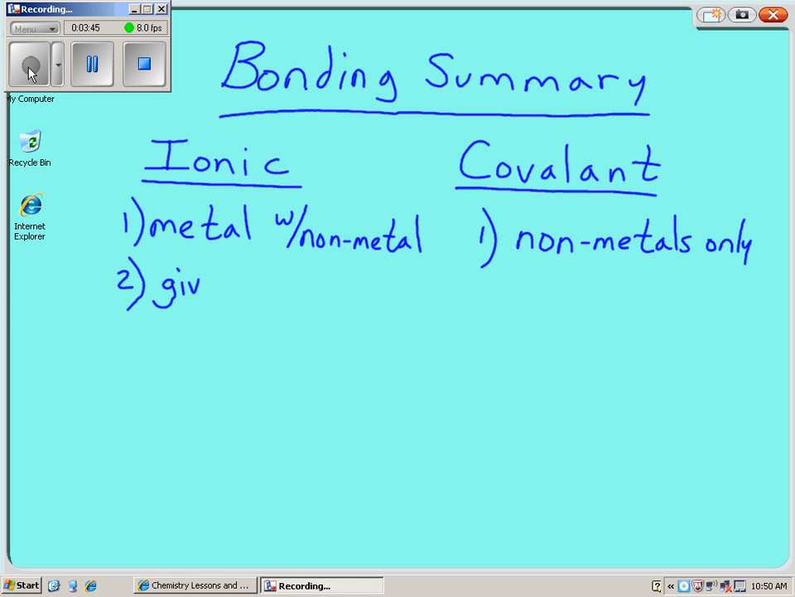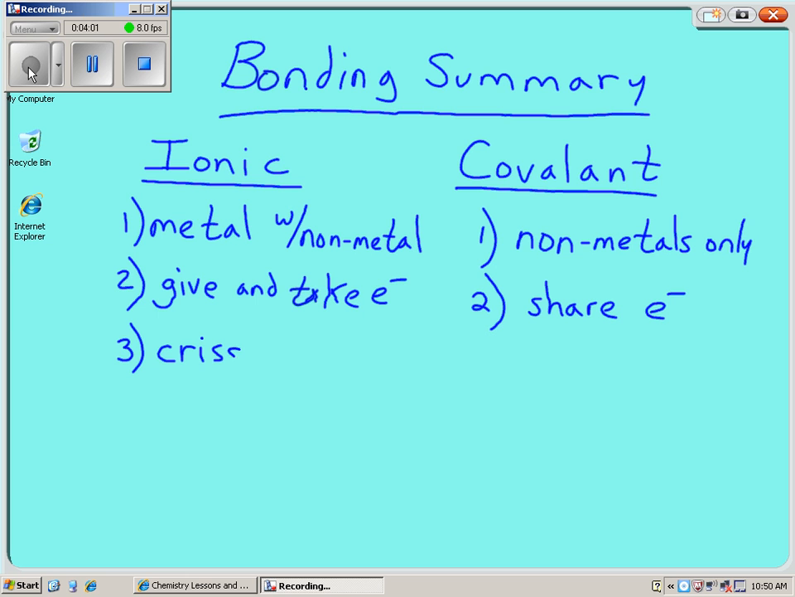Ionic compounds give and take electrons, whereas covalent, they share electrons. For ionic compounds, we use the crisscross method. To figure out what the formula is, we have to crisscross the charges. For covalent compounds, there are no charges, so we use prefixes to indicate how many of each atom there are.